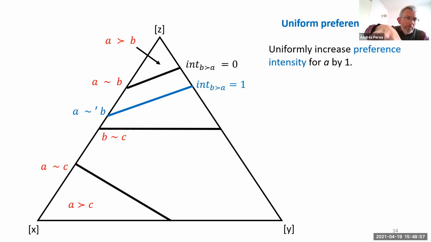So before making A better, when you look at the original conditional preference relation, on the blue line, you actually preferred B to A by intensity 1.